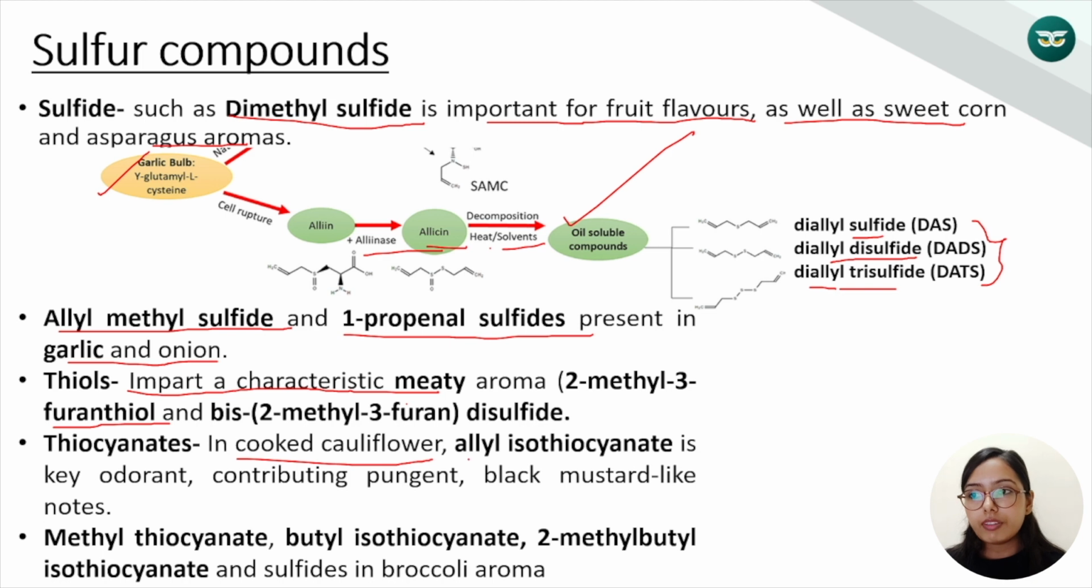And this typical flavor is being given by allyl isothiocyanate, which is the key odorant contributing the pungent smell, and it also gives a typical smell of black mustard-like note in the cauliflower. Then we also have methyl isothiocyanate, butyl isothiocyanate, and 2-methyl isothiocyanate, and certain sulfides which give the typical aroma and flavor in the broccoli.